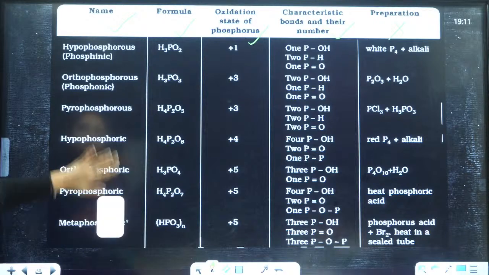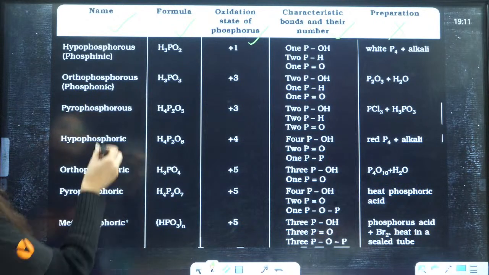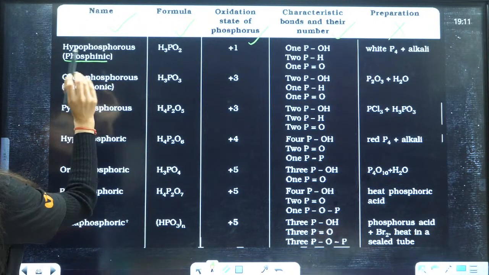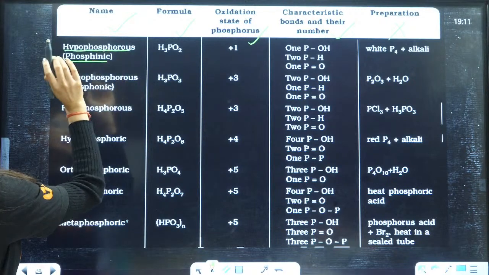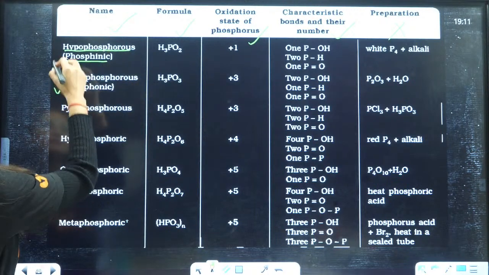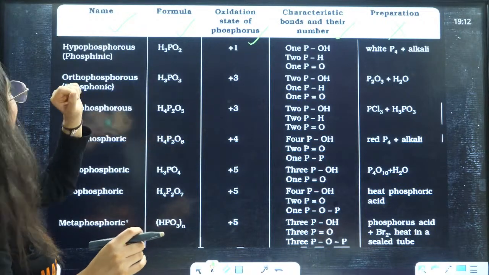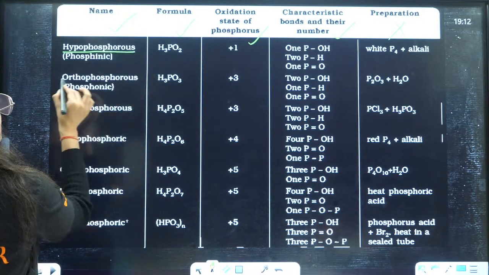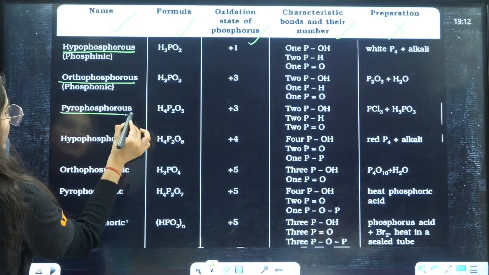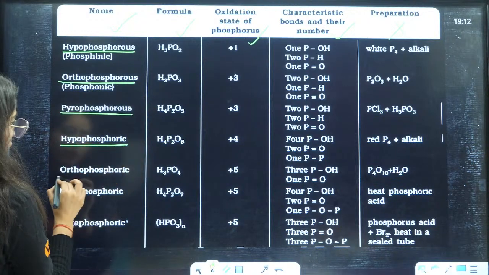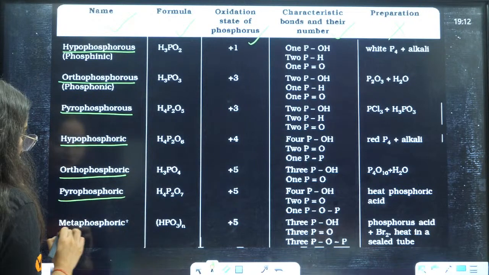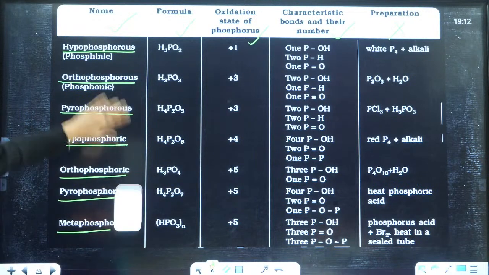Now let's come to this table. You need to know the name, general name, and the other name of these acids when you talk about oxo acids. It will have hypophosphorus, orthophosphorus, pyrophosphorus, hypophosphoric, orthophosphoric, pyrophosphoric, metaphosphoric, these kind of acids.